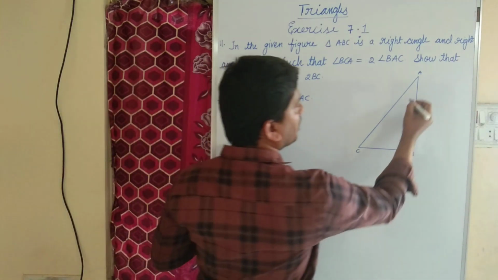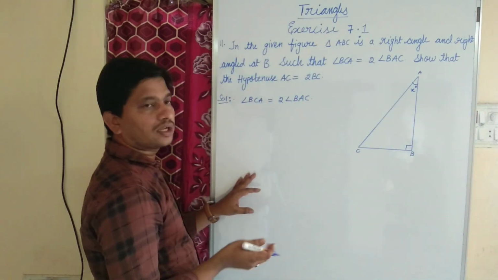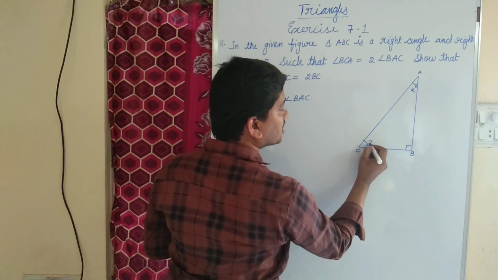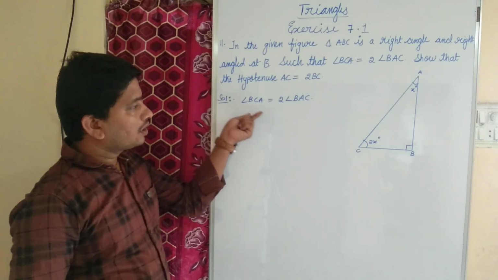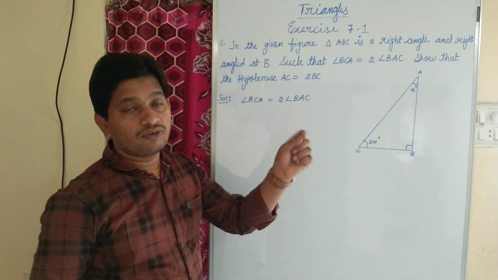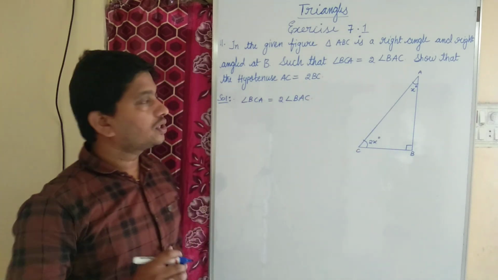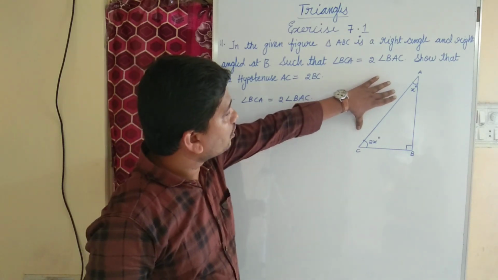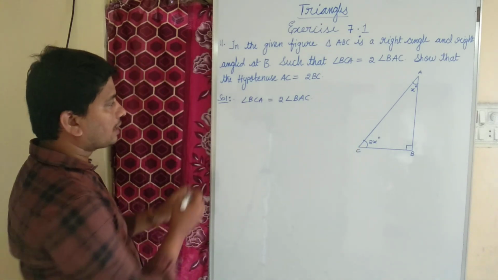Suppose angle BAC is x degrees, then what is BCA? BCA is 2x, children. That is the meaning of the statement. Try to understand. BCA means angle C. Angle C will be 2 times angle A. So the hypotenuse AC should be 2 times the BC.